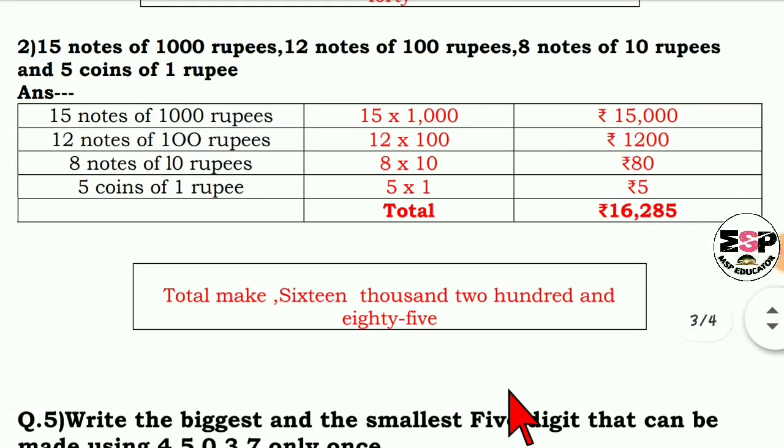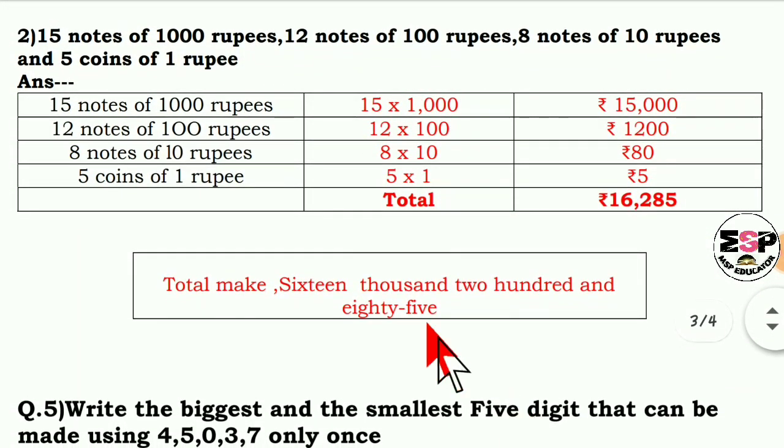Now see the second example. 15 notes of 1000 rupees, 12 notes of 100 rupees, 8 notes of 10 rupees and 5 coins of 1 rupee. Okay. So one by one we will solve it. So 15 notes of 1000 rupees will be 15 into 1000. Its answer is rupees 15,000.